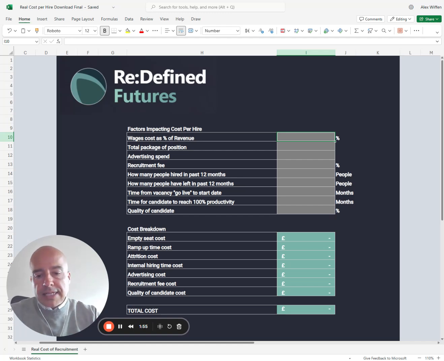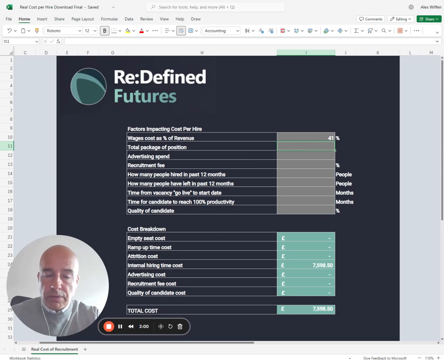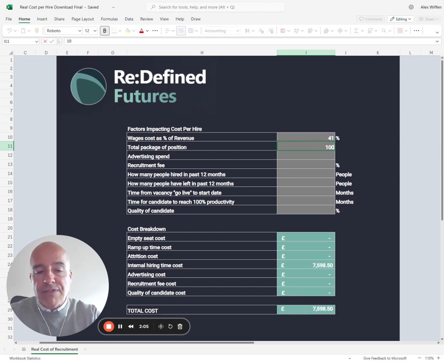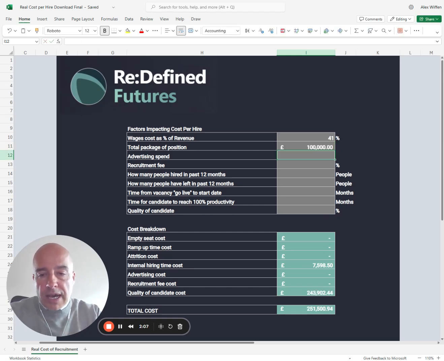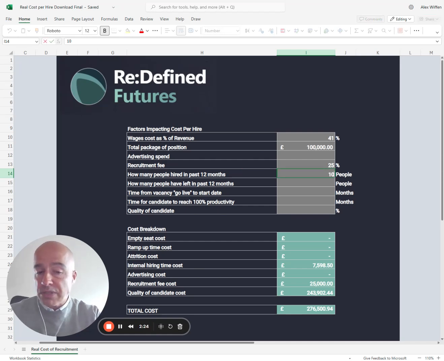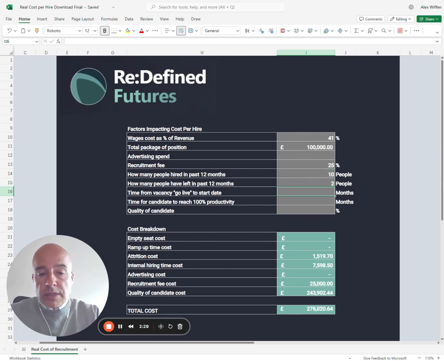A client of mine had a 41% wage to revenue ratio, and we were looking at a salary for them that was 100k. Then they didn't have any advertising spend. They were using an external recruitment service, that's 25%, and then we were looking at the attrition rate. So how many people did they hire in the previous 12 months, that was 10. How many people had left in the previous 12 months, that was 2.